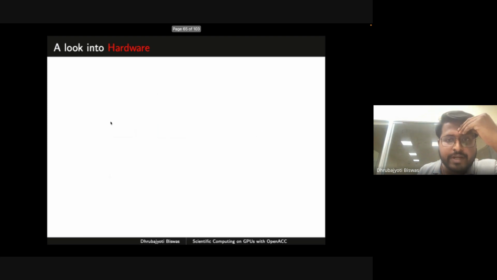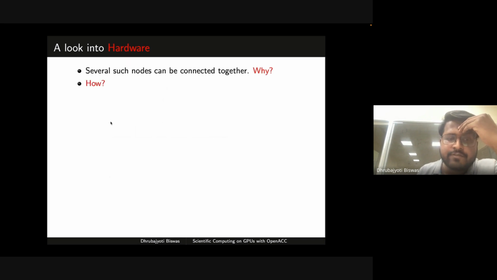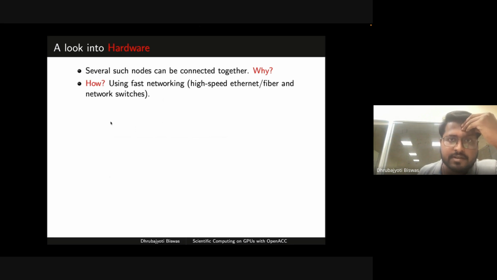So what do we do? We take several such nodes and connect them together. Why? As I said, if you need access to more threads, more cores, more memory, more GPUs, things like that, that cannot be fit into a single node practically. So you have to connect multiple such nodes together. How? They are connected using fast networking, like high-speed Ethernet, fiber and network switches. Why is high speed needed? Because while you are doing some calculation, each node has to talk to some other node, right? To share data between them, things like that. So at that point, high-speed Ethernet or fiber becomes very important.